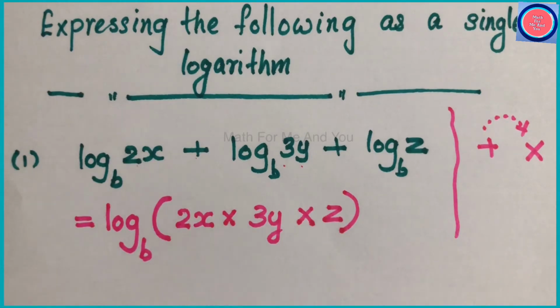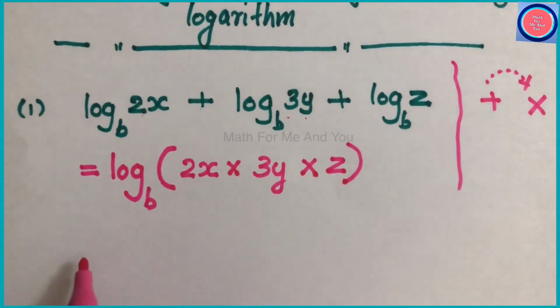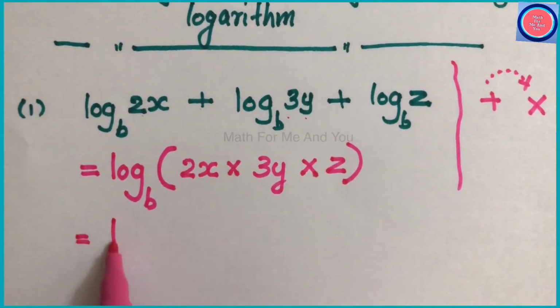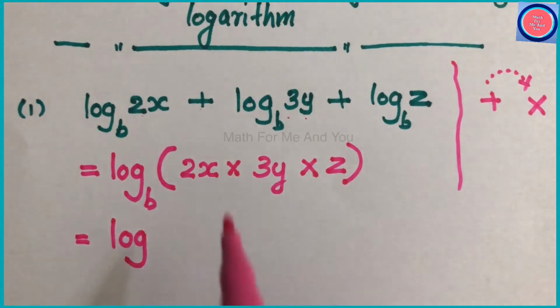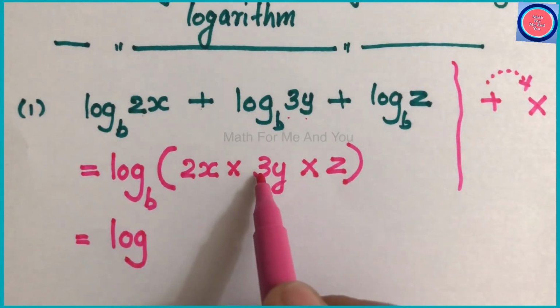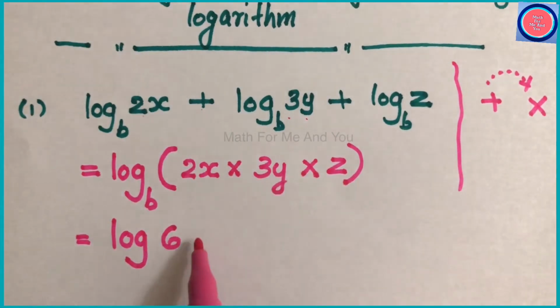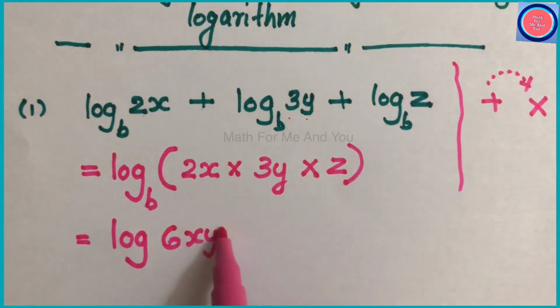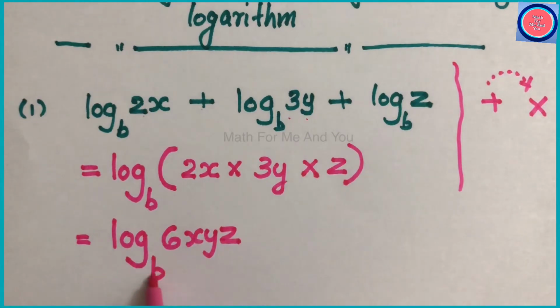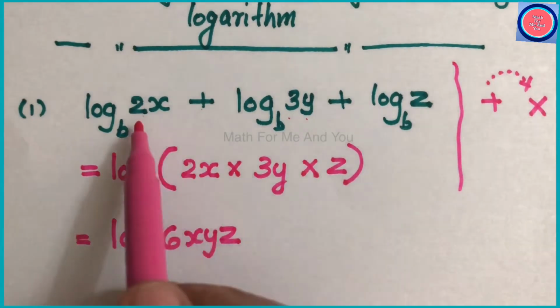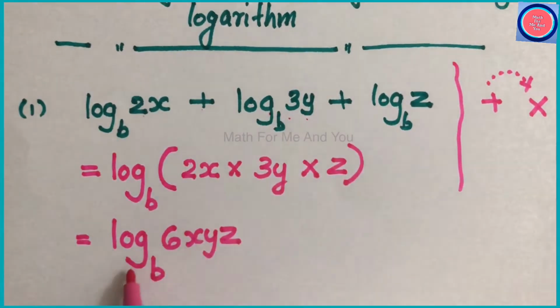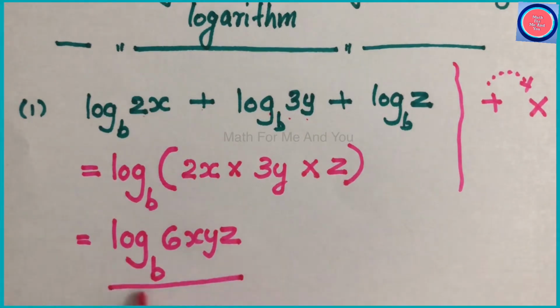Now we can simplify the bracket. We get log to the base b, write as single log. Then inside 2 times 3, 6. x times y times z, xyz. Log 6xyz to the base b. 3 logarithmic terms now we have expressed as a single logarithm.